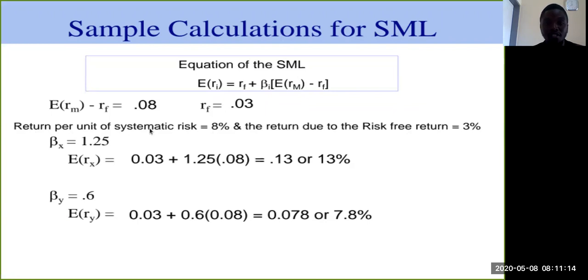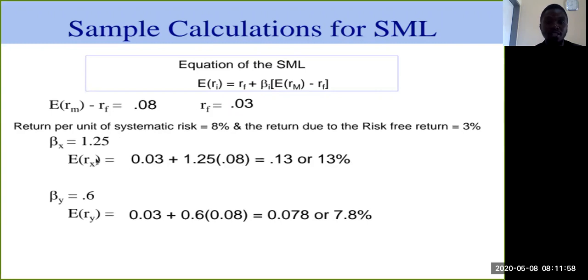So the return per unit of systematic risk is 8%. That 8% we also divide by 100, and you just plug it here. It will represent everything in the bracket. So it becomes 0.08. When you multiply this and add it to that, you get 0.13. When you multiply this by 100, you get 13%. So you can express it in absolute terms or percentage terms. In percentage terms, it's 13%.